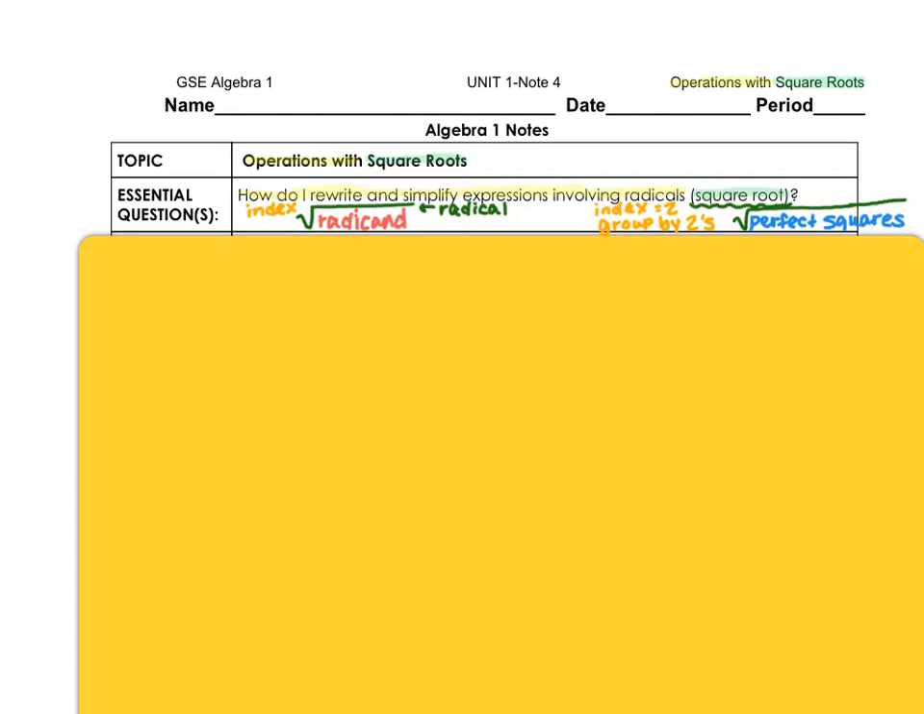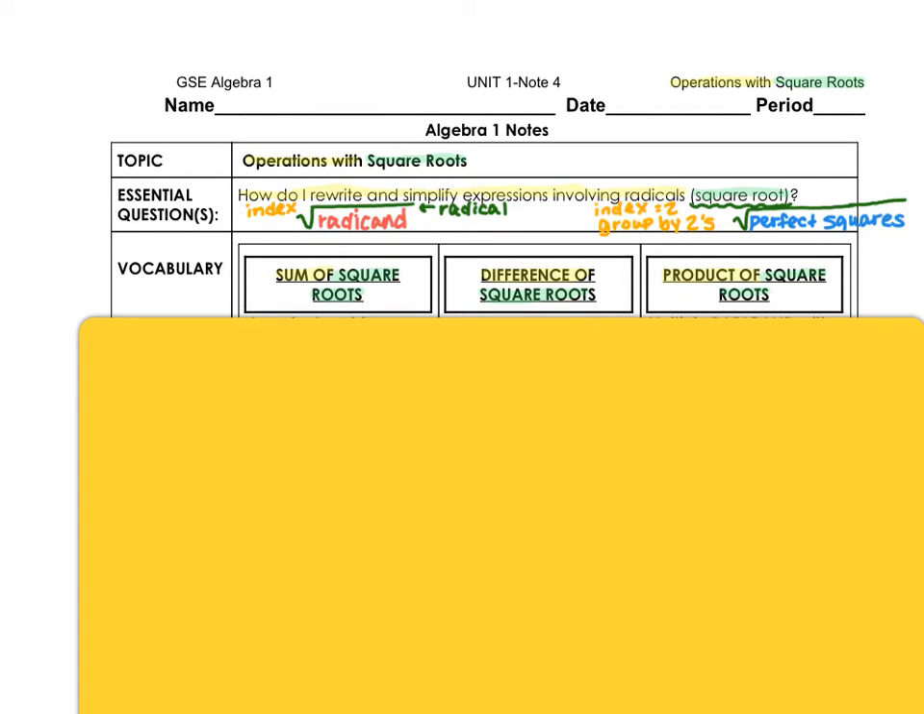So the square root is a root that has an index of 2, and that index, remember, tells you what to group by. So since the index is 2, we group by 2's when we're simplifying our radical. And then also remember that we normally like to take the square root of perfect squares. So that was one of our ways of simplifying, is by rewriting our radicand using perfect squares.